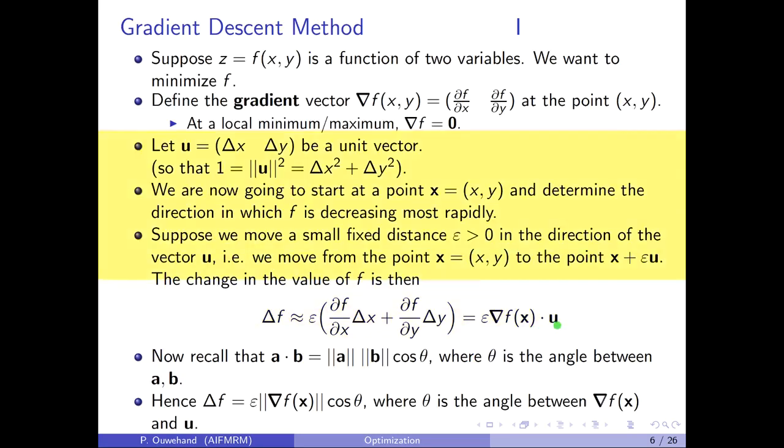Now recall that the dot product of 2 vectors a and b can be represented as follows. A dot b is just the length of a times the length of b times the cosine of the angle between them. If we apply that to the equation over here, we see that the change in the function f is simply epsilon times the length of the gradient vector times the cosine of the angle between the gradient vector and the unit vector.